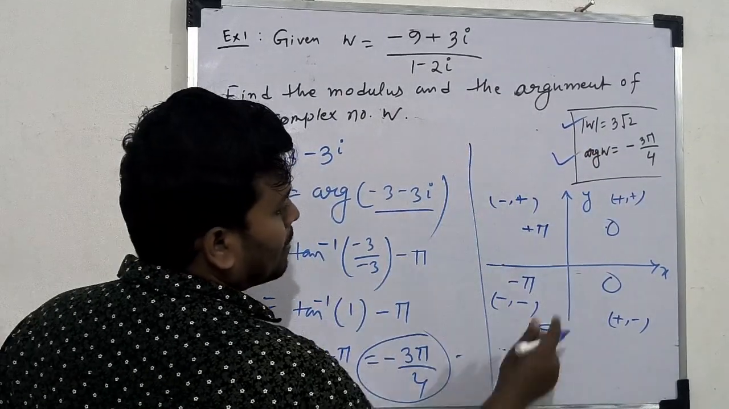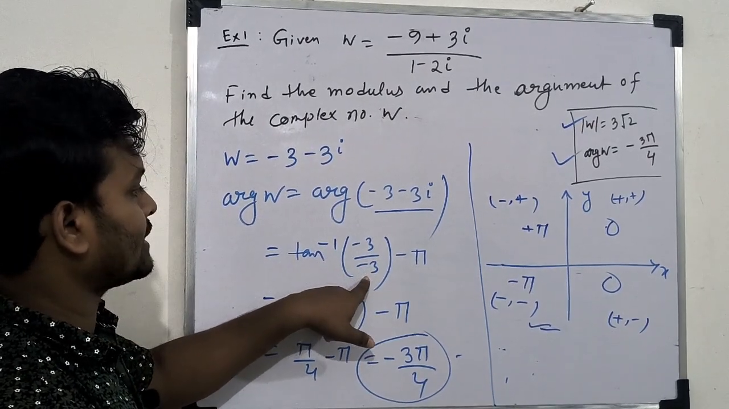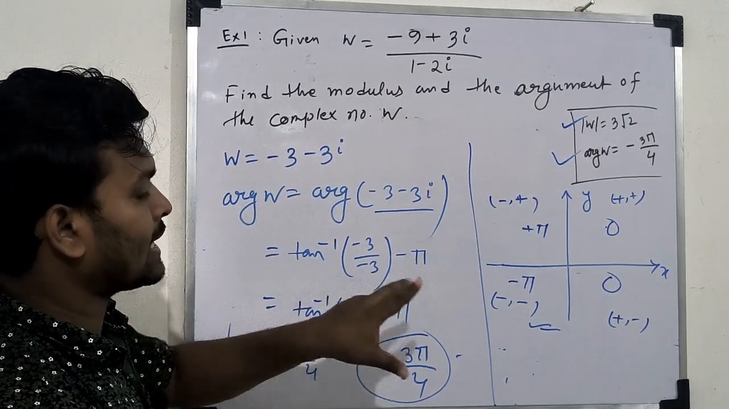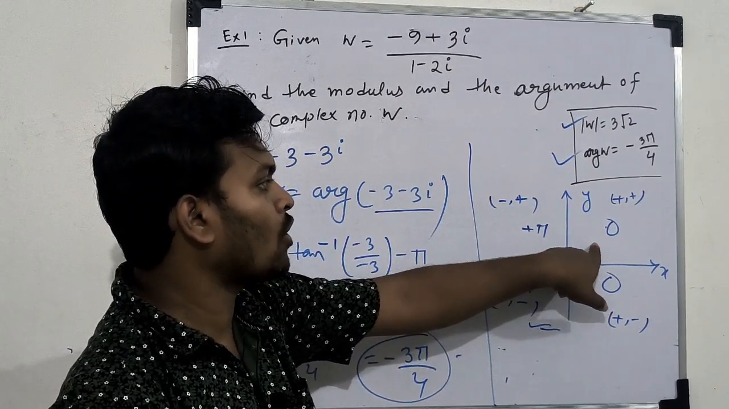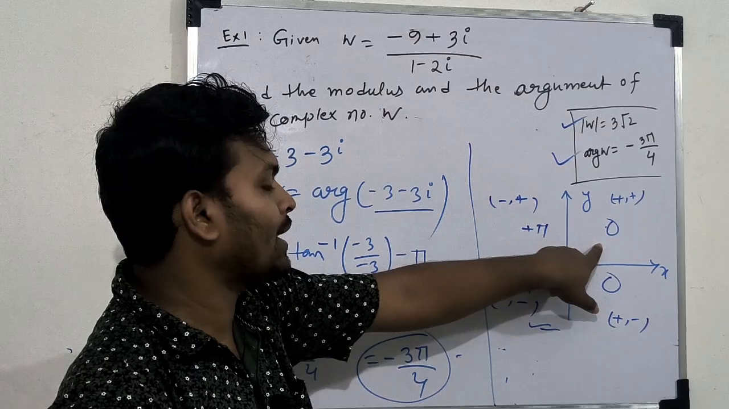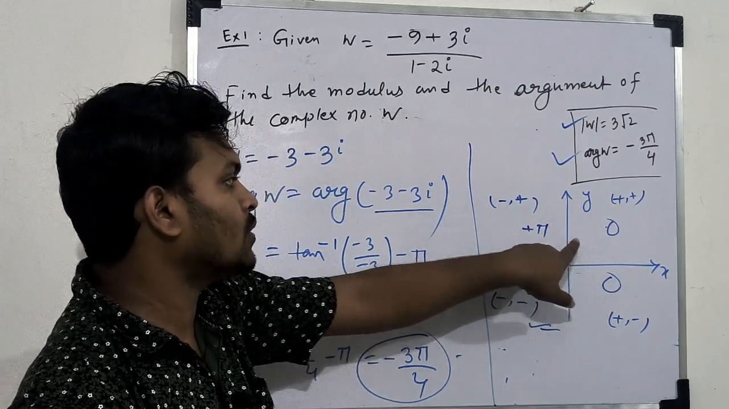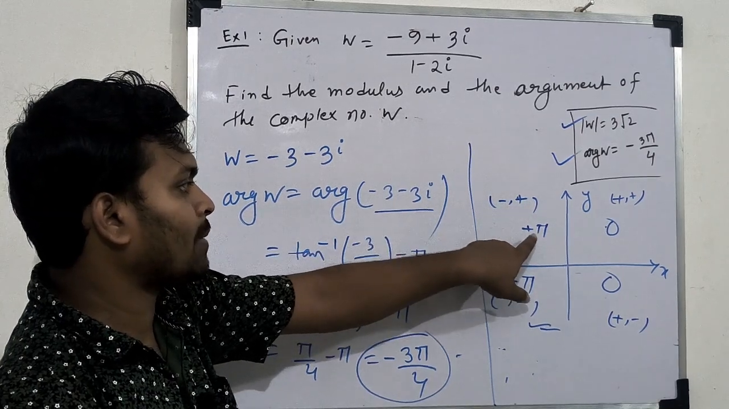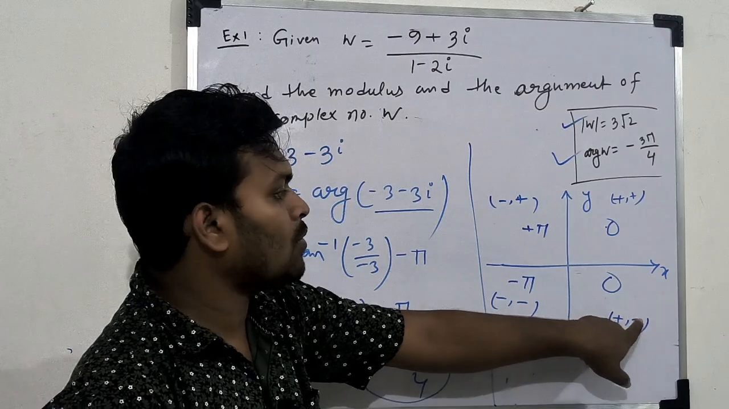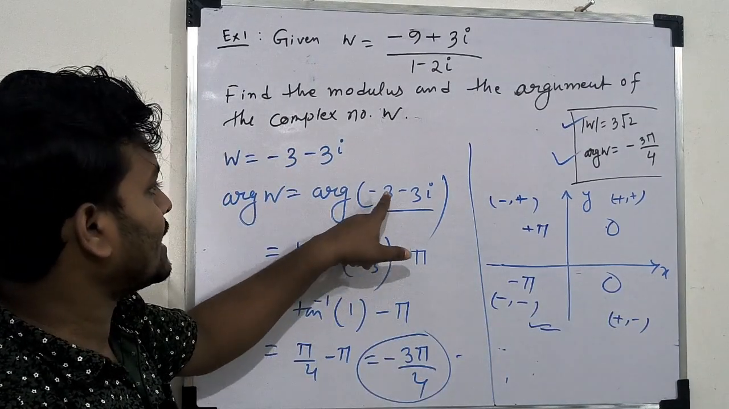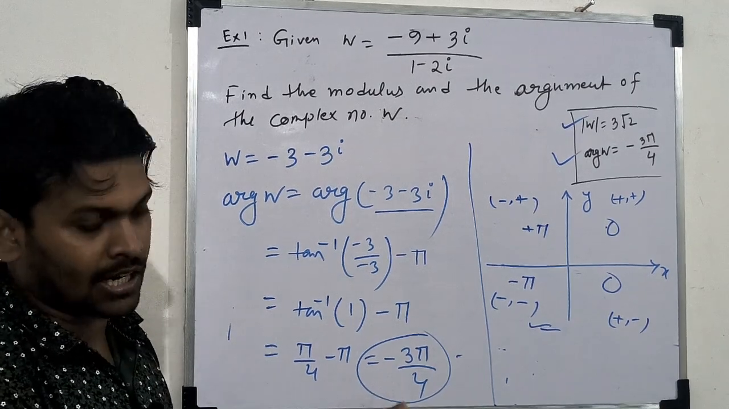So you have to remember this formula. Argument is tan inverse y by x, but an extra term will be added according to which quadrant x and y belong to. When x positive y positive we add 0, x negative y positive we add plus pi, x negative y negative we add minus pi, x positive y negative we add 0. So in this case, x and y both are negative, so we add minus pi. So this is the answer, argument of w.